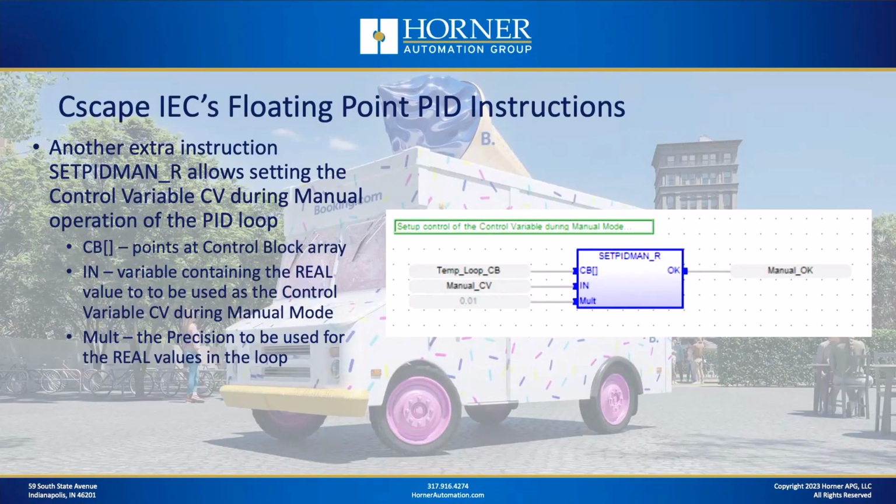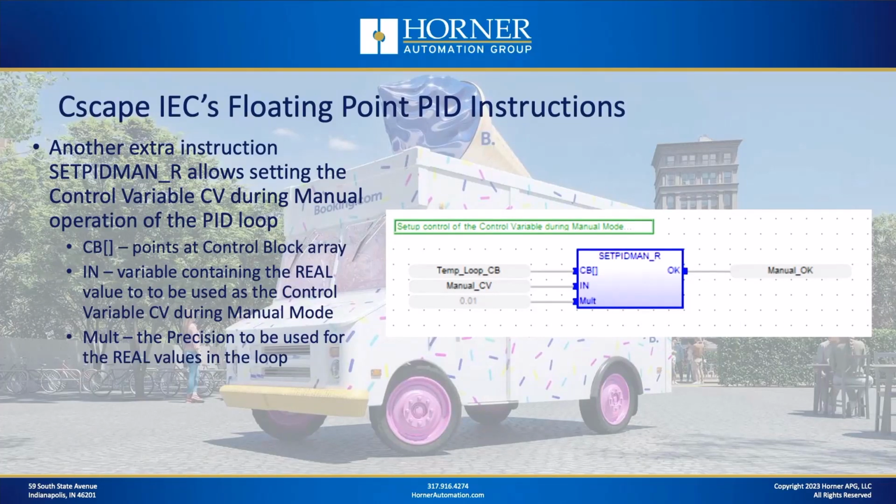Well, with IEC, there is another instruction that you would use to actually set the value of the CV manually. So you're going to turn a bit on. That's going to go directly into your PID instruction. That's going to put the loop into manual mode. And then this instruction is going to be used to allow the specific CV to be set manually. So that's another difference we have here with IEC.